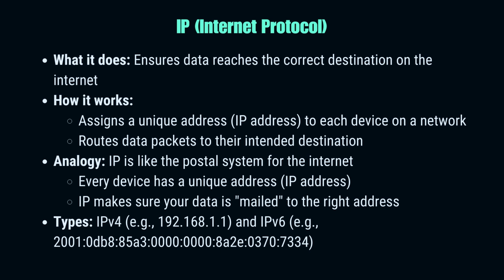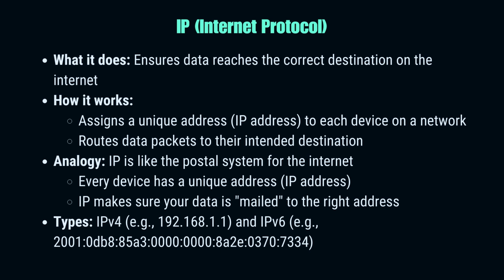Imagine sending a letter through the mail. You write the address on the envelope, and the postal service makes sure it gets delivered to the right house. Similarly, IP assigns each device a unique address and ensures that data is mailed to the correct destination.